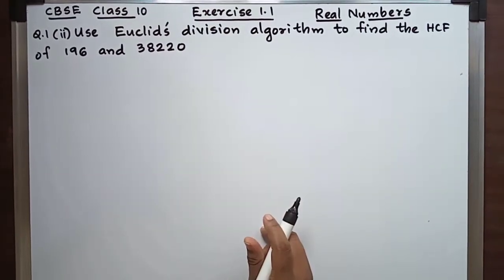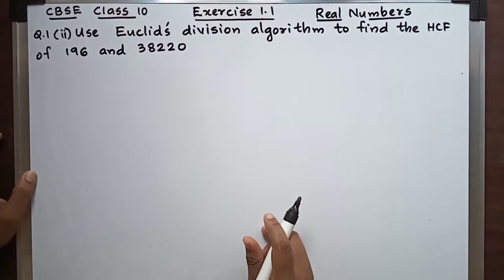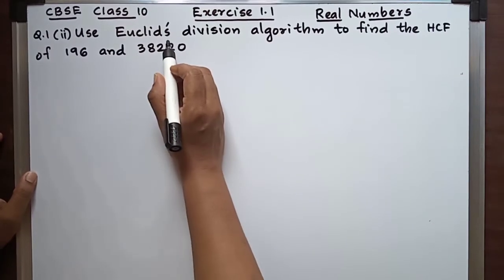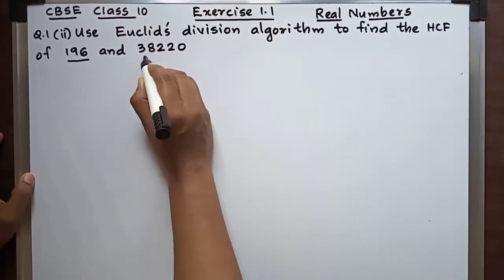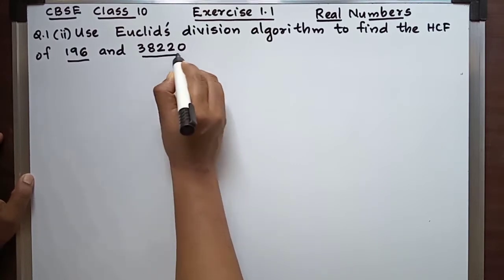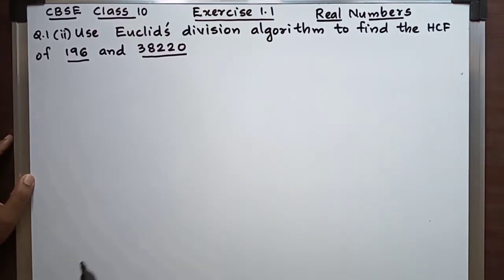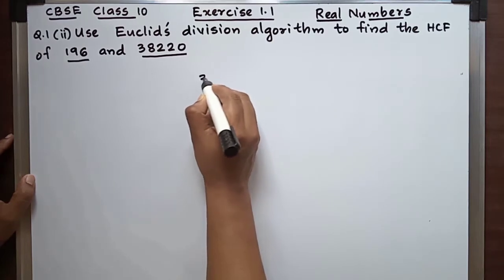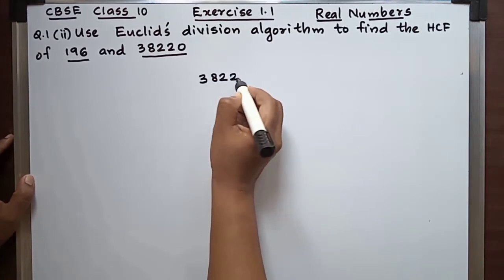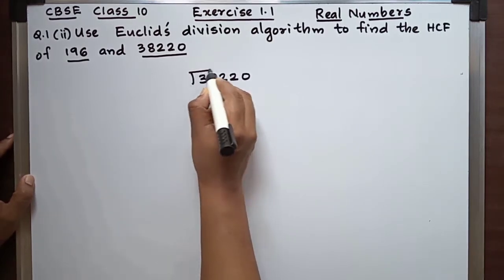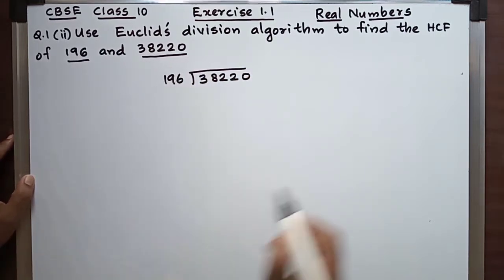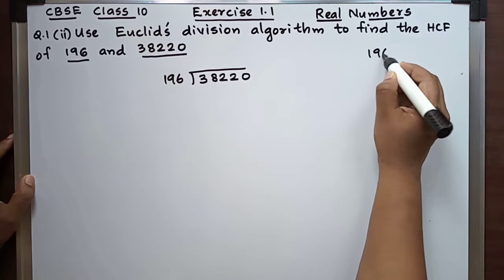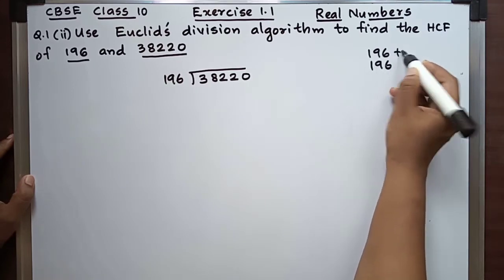This is the second part of that question. Using Euclid's division algorithm, we have to find the HCF of 196 and 38,220. We will take the bigger number here and we will divide it by the smaller one, 196. Let us add 196 two times.